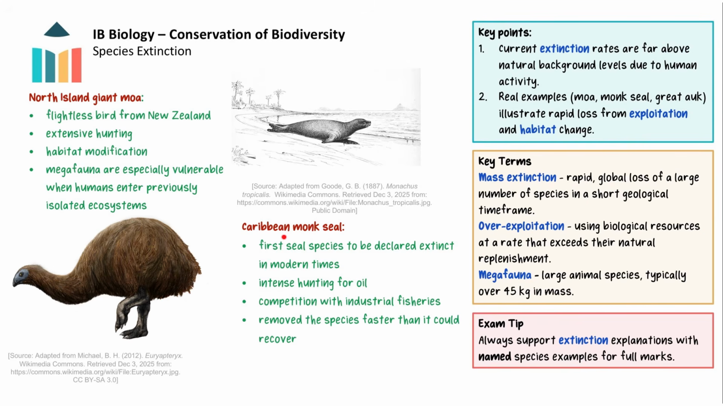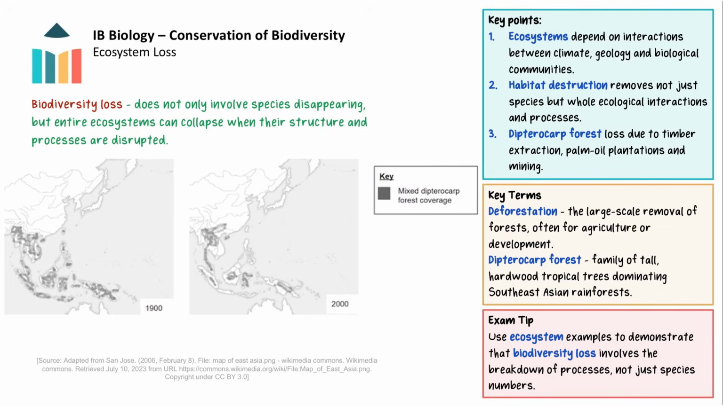And secondly, the Caribbean monk seal, which became the first seal species to be declared extinct in modern times. Intense hunting for oil and competition with industrial fisheries removed the species faster than it could recover. These examples highlight a key IB concept. Small populations and slow reproduction make species highly vulnerable to sudden environmental pressures.